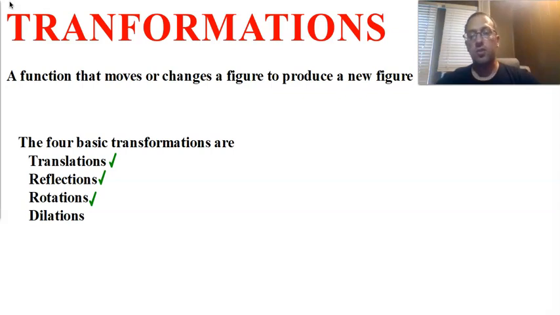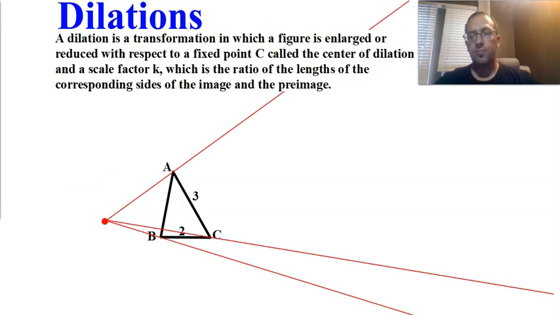Now in those first 3, translation just slides it along. Reflection just flips it over. Rotation just turns it. In each case, the shape doesn't change, right? The image and the pre-image are congruent to each other. Those are called rigid motions. Dilations, that's not the case. So let's take a look at a dilation.